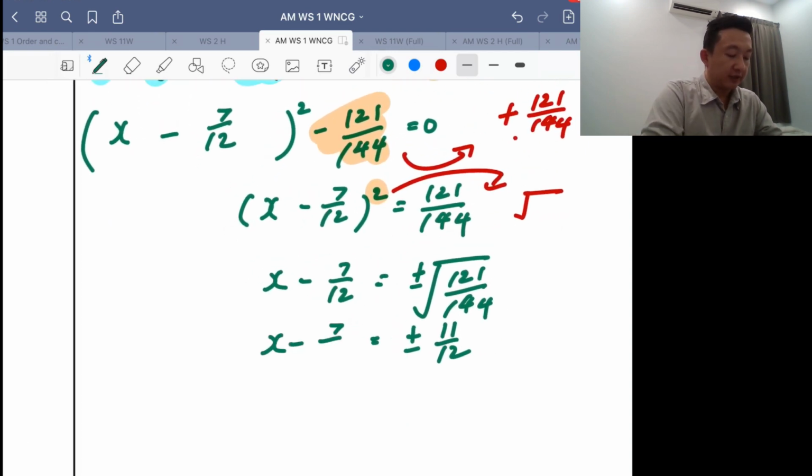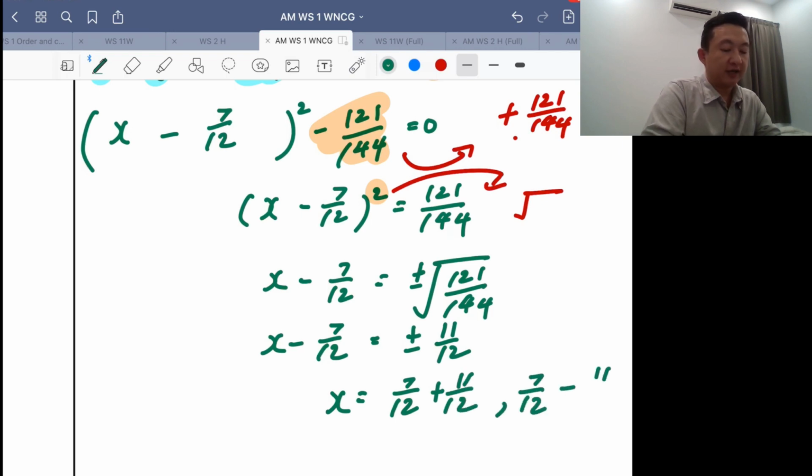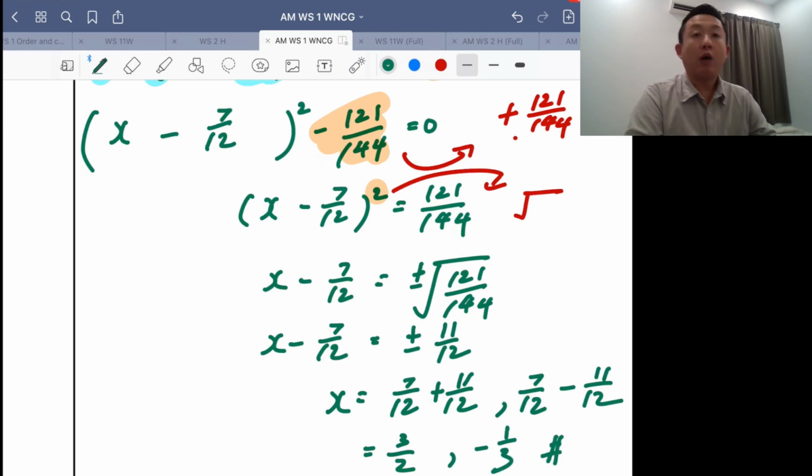I write this up because it's a beautiful fraction. It's a rational number. Okay, what else can we do? We will figure out the value for x. So we go on. Plus and minus, there will be two answers. So you will have 7 over 12 plus 11 over 12 and 7 over 12 minus 11 over 12. Okay, what do we have? We have 18 over 12, which is 3 over 2, and then negative 4 over 12, which is negative 1 over 3. That will be the answer.